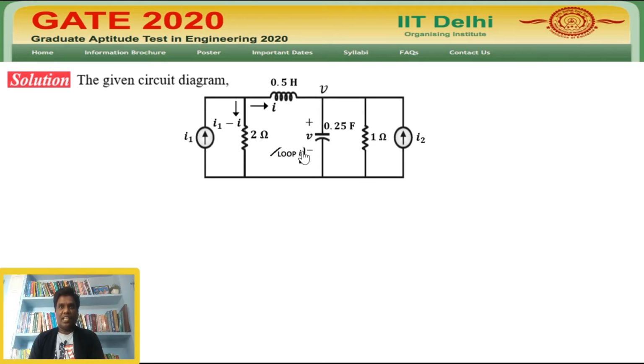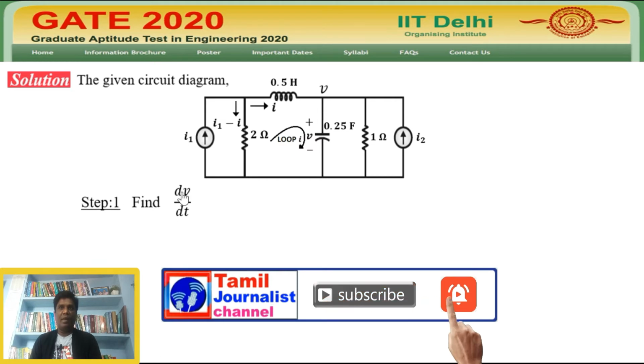Next, we can assign the loop current I over this closed loop circuit, by reference to the given current through the inductor, which is I. This will help us to find dI by dt by applying KVL over this closed loop circuit. Next, step 1, we need to find the dV by dt equation by applying KCL at node V.